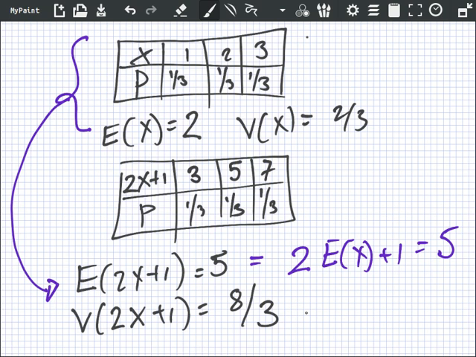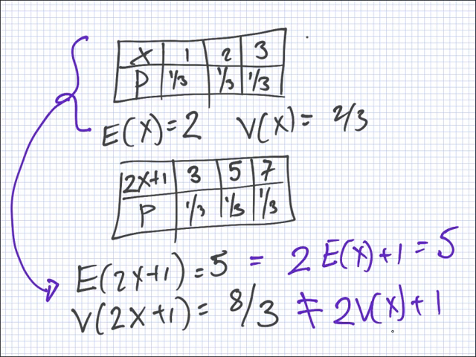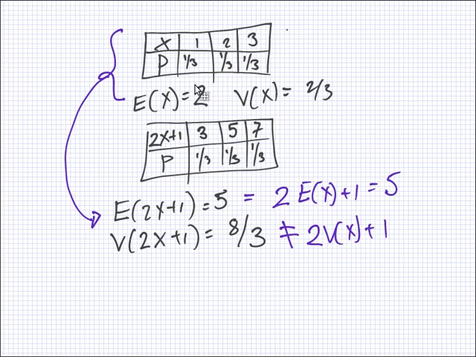But you notice that this trick doesn't work here. This is not twice the variance of X plus 1. Because if it was, what should it have been? 4 over 3, 7 over 3, I think. And it's not. So we do have one shortcut we can use.